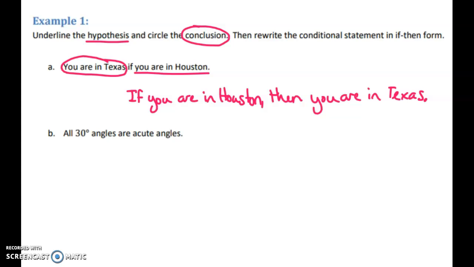All right, let's look at B. So we need to underline the hypothesis. The hypothesis is all 30-degree angles, and the conclusion is they are acute angles. And the reason is, think about the wording. If you are an acute angle, then do you have to be 30 degrees? What do you think? You don't, because you could be 20 degrees or 70 degrees. Those are all acute angles.